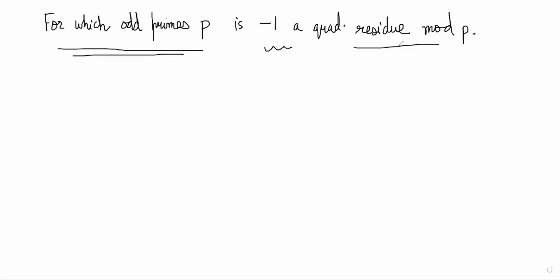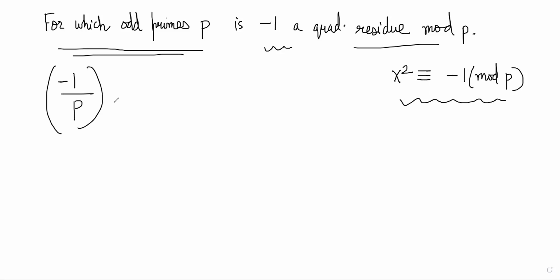So if minus 1 is a quadratic residue, then the equation x square is congruent to minus 1 mod P should have an integer solution, right? This equation should have an integer solution. Now, basically what we are trying to find out is minus 1 over P. What is the value of this, right? According to Euler's criteria, this should be minus 1 power P minus 1 by 2. This is the Euler's criteria. So this is equal to this.